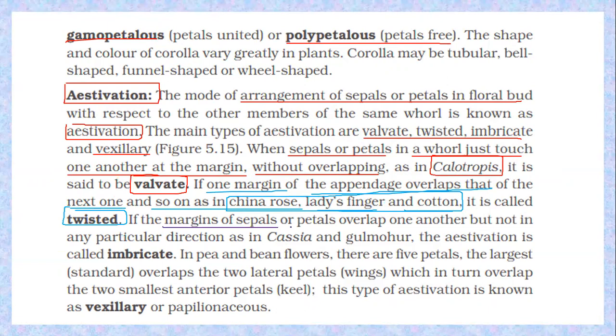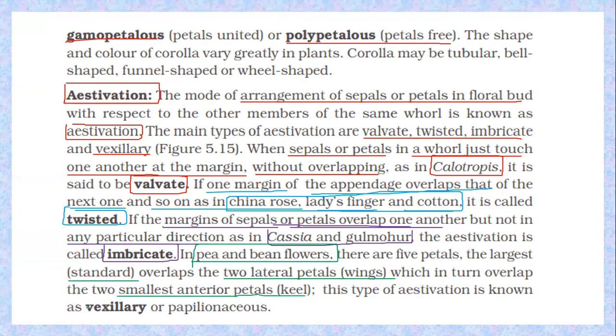If margins of the sepals or petals overlap one another but not in any particular direction, as in Cassia and Gulmohar, such type of estivation you will call the imbricate estivation. And finally, you have the pea and bean flower. There are 5 petals. The largest petal is the standard, which overlaps the 2 lateral wings, which in turn overlap the smallest anterior petals, the keel. This type is known as vexillary or papilionaceous estivation.